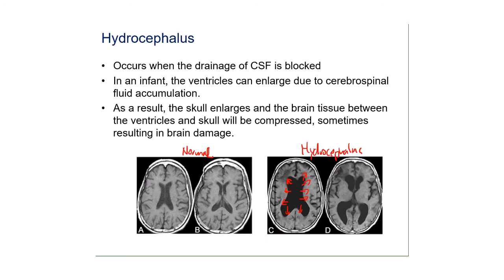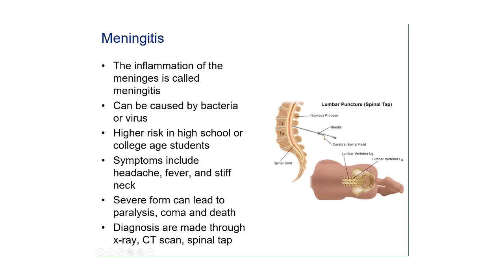But a buildup of CSF could happen if the CSF flow is interrupted. Maybe it's caused by a tumor, maybe it's caused by inflammation, and so on and so forth. So that's hydrocephalus. Next, we have meningitis. As mentioned earlier, meningitis is the inflammation of the meninges. It could be caused by bacteria, or it could be caused by a virus.